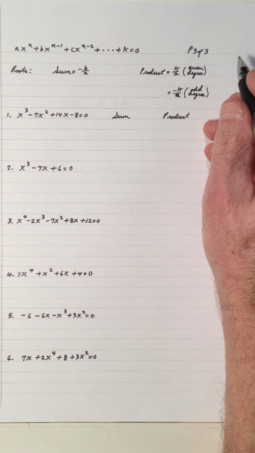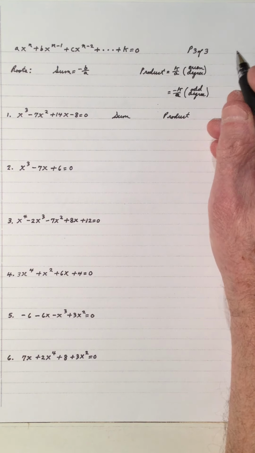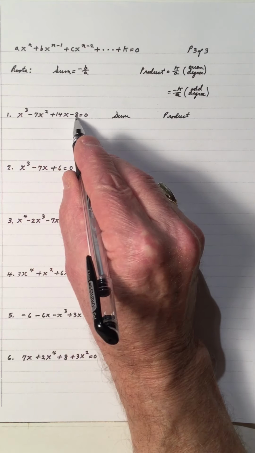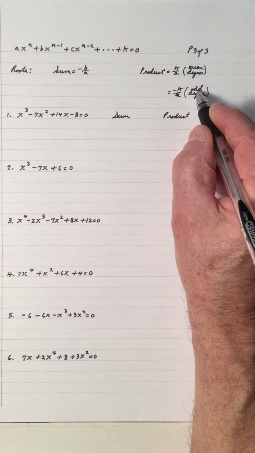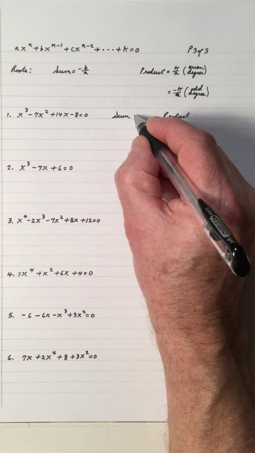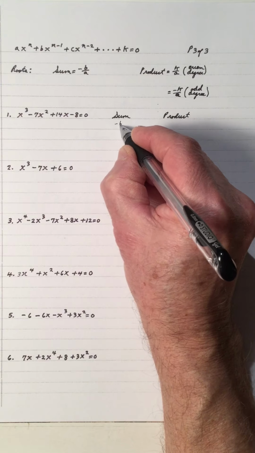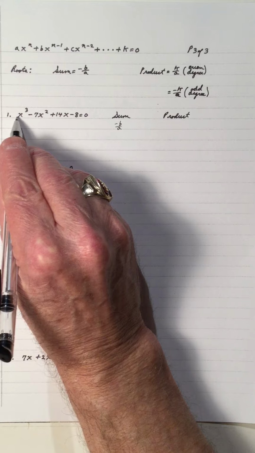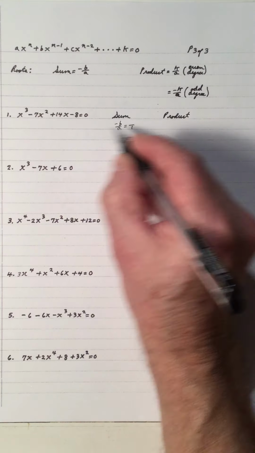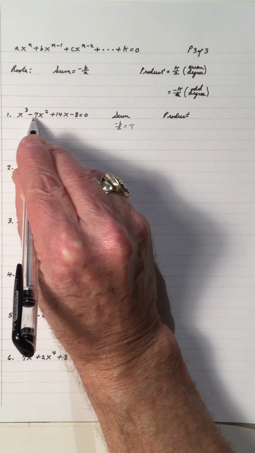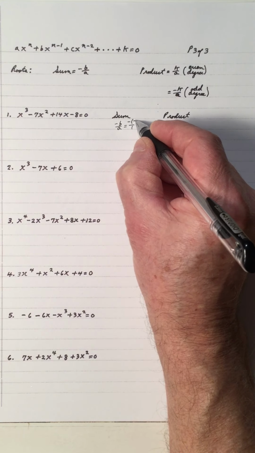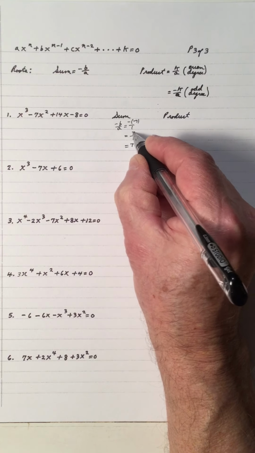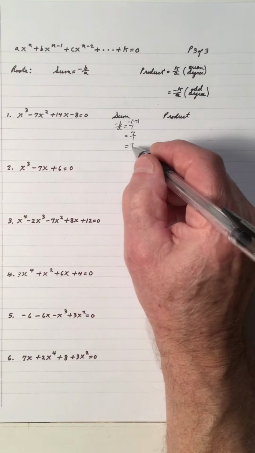So let's illustrate that. And if you know what I'm talking about, then work these out. So this is a cubic. Cubic is an odd degree, so we're working like this. The sum makes no difference. The sum is negative b over a. So if we look here, a is 1. B is negative 7, so it's the negative of negative 7, that's 7 over 1. So the sum of the roots of this cubic is 7.